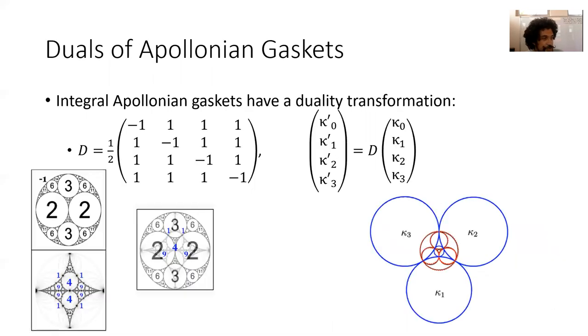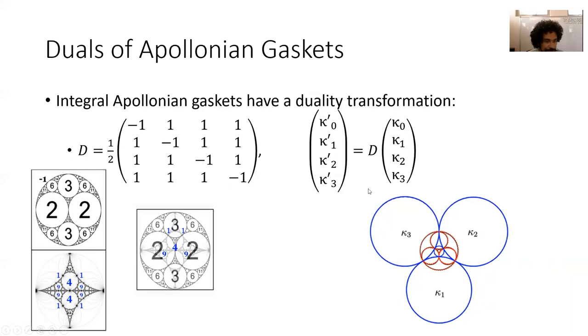There's also this duality transformation that we can perform, which involves multiplying some matrix D times the curvature values to find new curvature values. The duality transformation involves minus ones on the diagonal with positive ones on the off diagonals, and then an overall factor of 1/2 out front. If we take three curvature values that are all approximately equal, and we take the dual of those, we're going to find, in this case, another integral Apollonian gasket where we have circles that are touching at the same points as the other circles, except they're a different size.